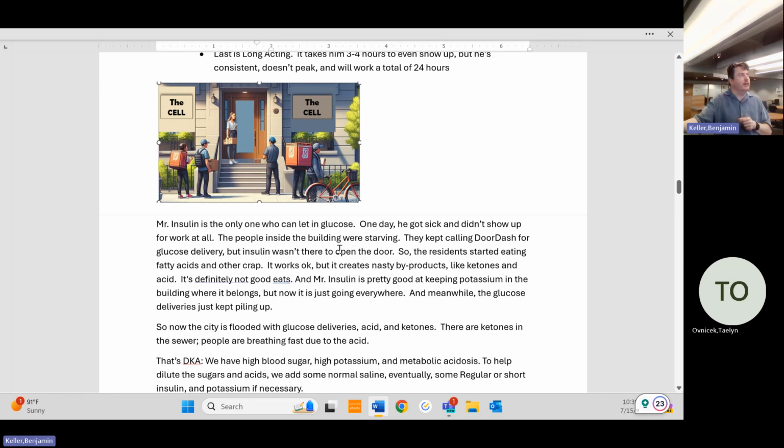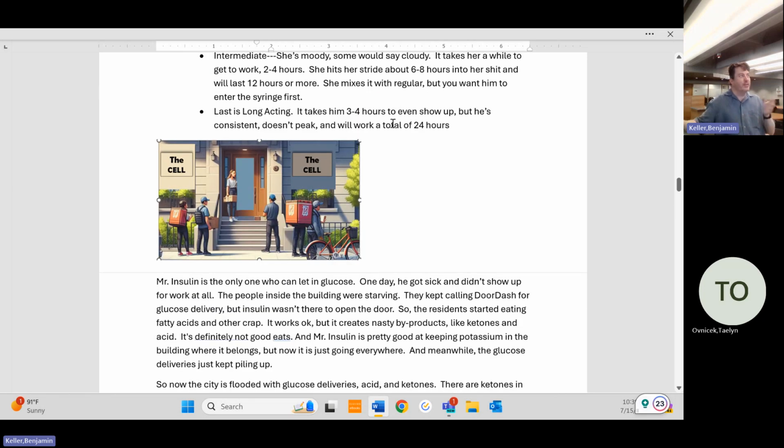Then there's long acting. It takes about 3 to 4 hours to even show up, and then he's consistent. He doesn't peak, and he'll work a total of up to 24 hours. So long acting insulin is basically like a basal insulin, but often given at night for nighttime coverage. And so that just kind of hangs out. Just a low dose for coverage the whole time.